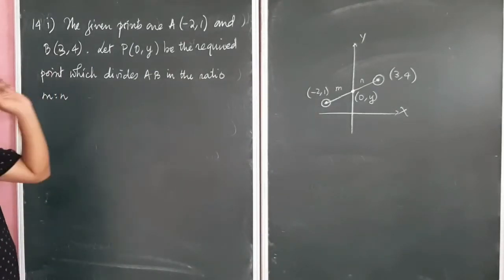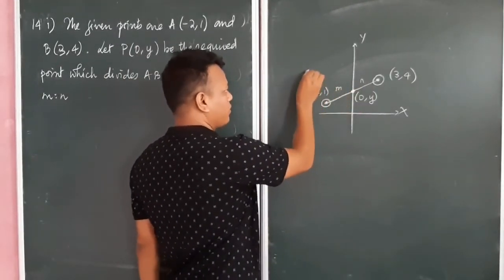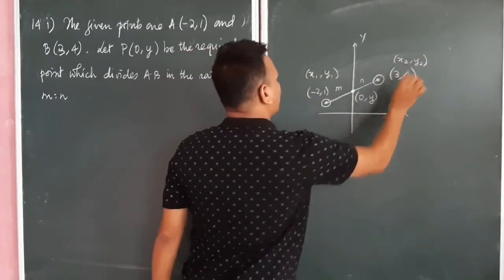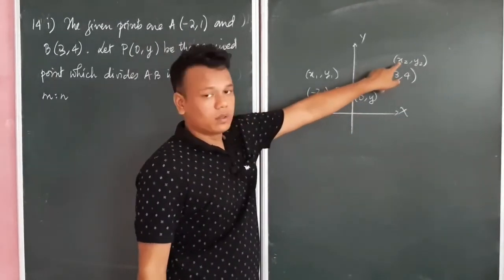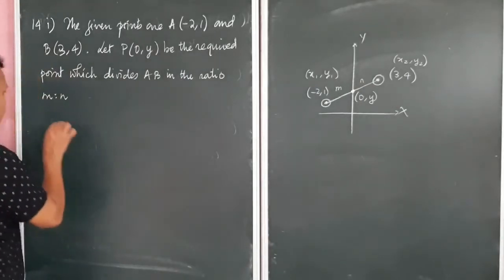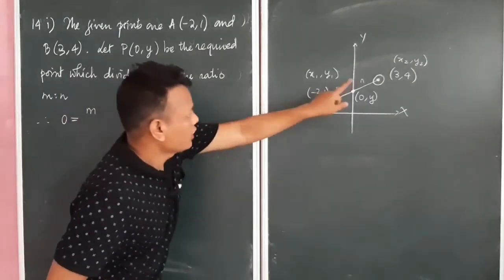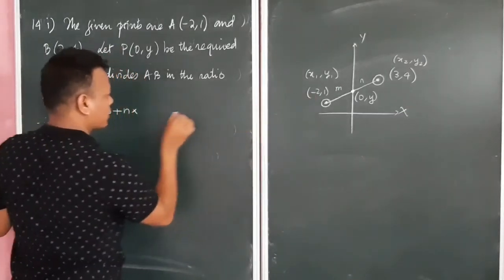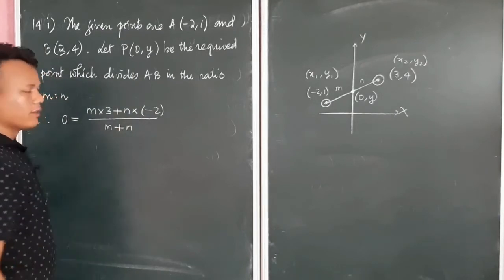Now if you compare this diagram with your section formula, whichever side you have m, that becomes your x1 y1 and the other side becomes x2 y2. So this will be equal to (mx2 plus nx1) whole divided by m plus n, isn't it? Therefore we have 0 equals mx2. What is x2 here? x2 is 3, right? Plus n x1, and x1 is minus 2.